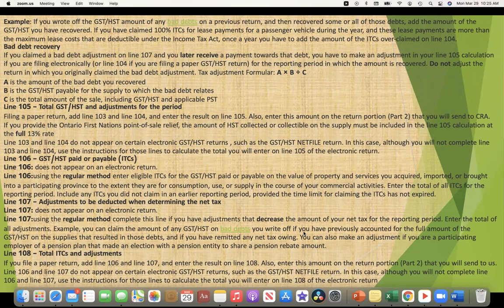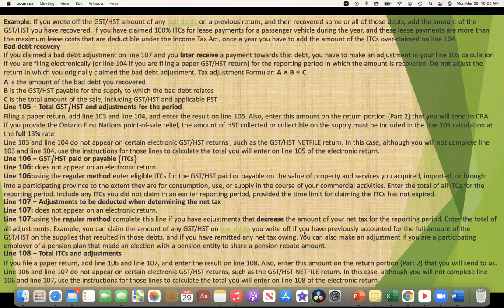Line 106 is GST paid or payable. If you're using electronic filing, it does not appear. But if you're using a paper return with the regular method, enter the eligible ITCs for GST paid or payable on the value of property and services you acquired, imported or bought.